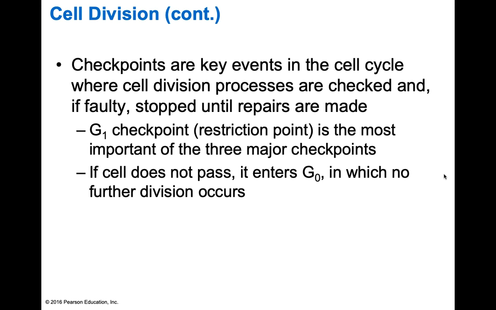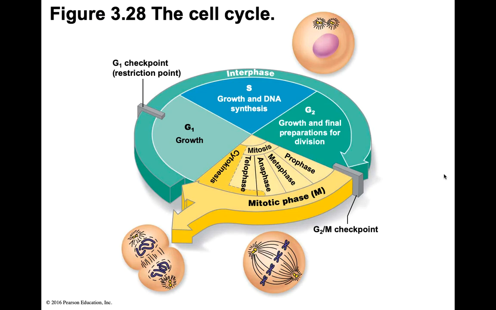That's bad. So we have these checkpoints that are in place in order to help us prevent things like that from happening. We have the G1 checkpoint, which is going to be the most important of the three major checkpoints. If a cell does not pass that particular checkpoint, it enters G0, in which no further division is going to occur. So looking at this here, that's the G1 checkpoint. It's a restriction checkpoint. Then you have another one after S phase and G2 here. So this is the G2/M checkpoint.